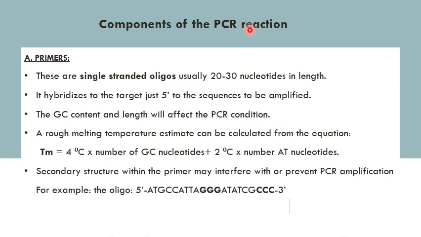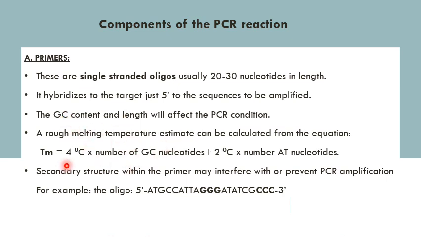So what are the components and details? First of all, we said we need primers. They are single-stranded oligos, usually from 20 to 30 nucleotides in length. Once you know the sequence of the strand you need to copy or amplify, you design your primers according to these sequences. Their length and their content will affect the PCR condition. Why is the GC content important here? Because the melting temperature will be calculated according to these sequences.